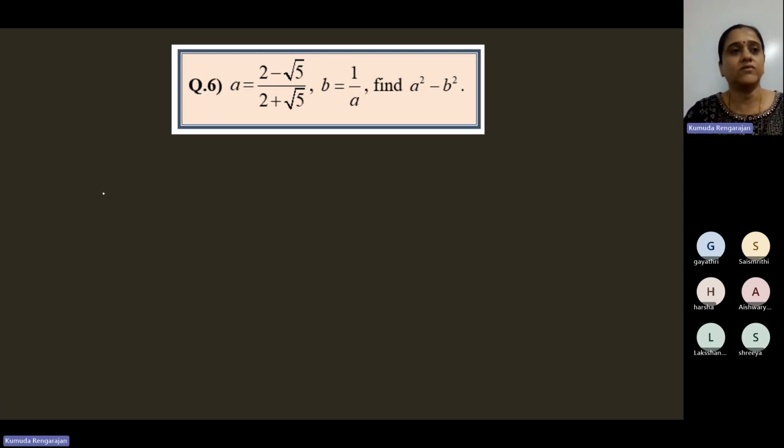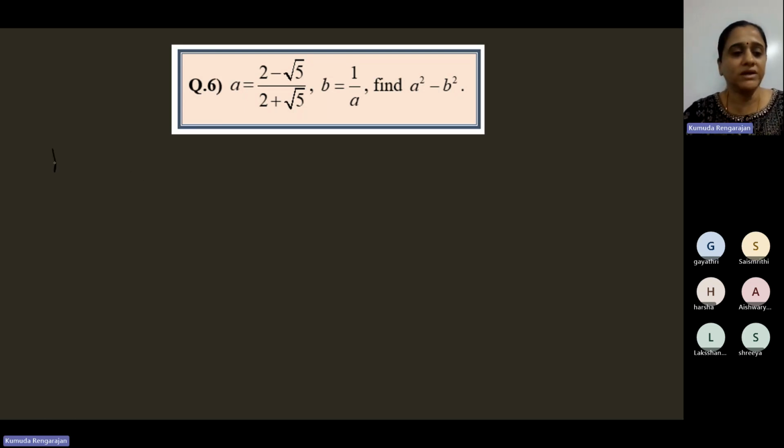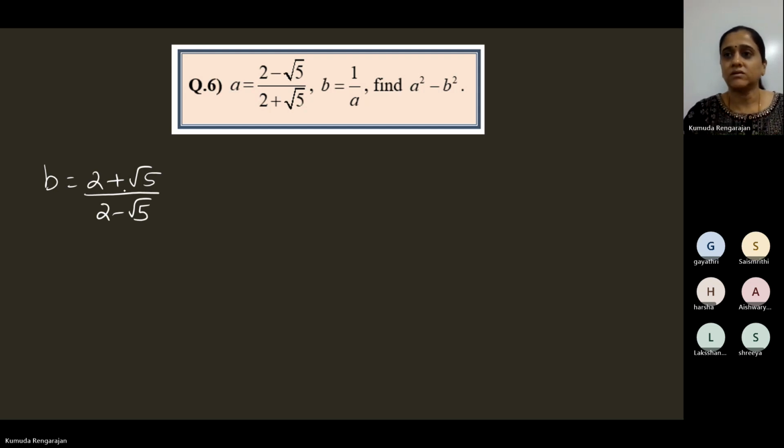So here A is equal to 2 minus root 5 by 2 plus root 5. Now, the denominator, is it rational or irrational? Irrational. So you'll have to rationalize it, right? Then what about B? B is equal to 1 by A, that is the reciprocal of A. So B is equal to 2 plus root 5 by 2 minus root 5. Correct? Again, the denominator is irrational, so we'll have to rationalize it.